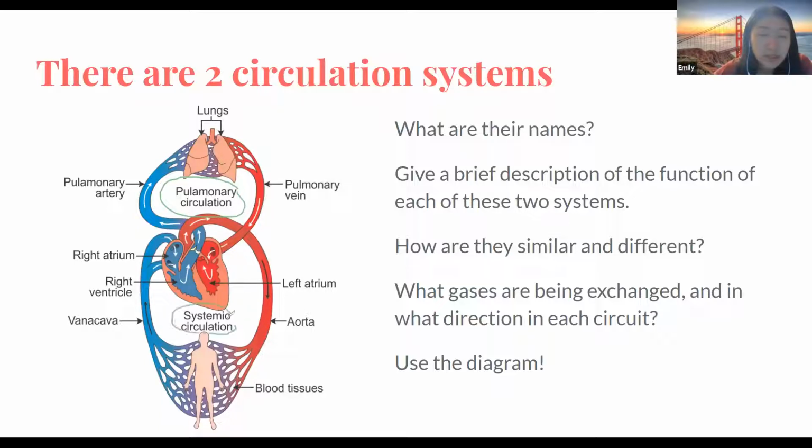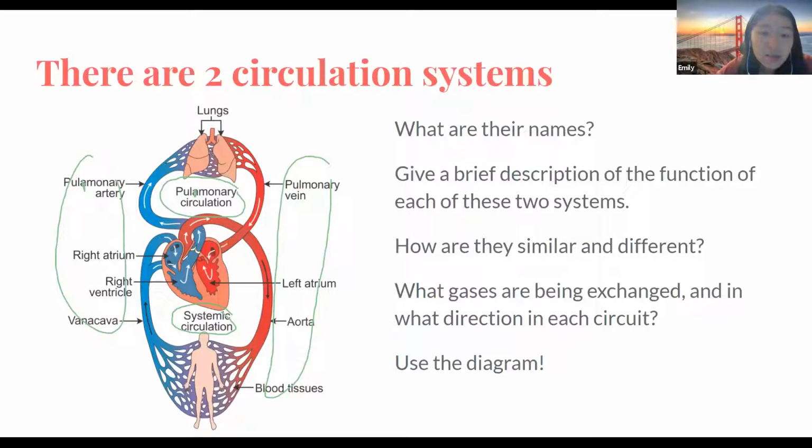So there's a lot of extra words here. These are all names of structures within these circuits, but the actual circuits themselves are called the pulmonary circuit, this is spelled wrong, and the systemic circulation.